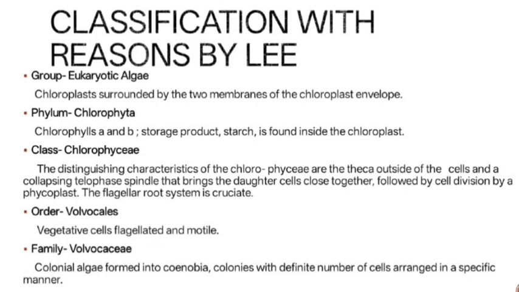The order is Volvocales: vegetative cells are flagellated and motile. The family is Volvocaceae, as the colonial algae form coenobia, colonies with a definite number of cells arranged in a spherical manner. So with this, we have finished with Volvox.